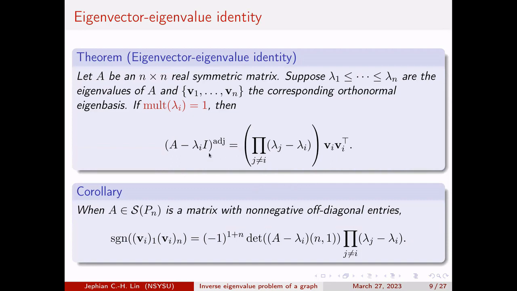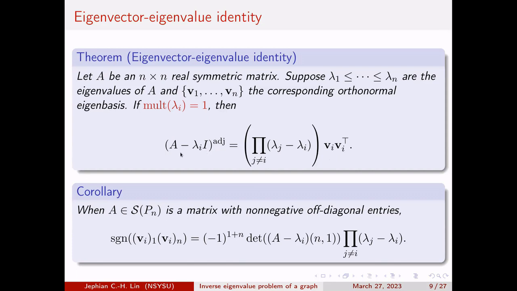It is saying that if you consider A minus lambda I, where lambda has multiplicity 1, then this is a rank n minus 1 matrix. And when we consider its adjugate, the adjugate will look like something like this. It is a huge coefficient multiplied by a matrix. And this matrix is exactly the outer product of V I and V I, the kernel of the previous matrix.